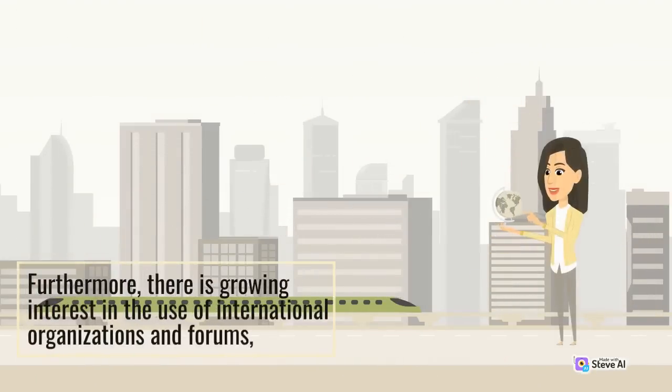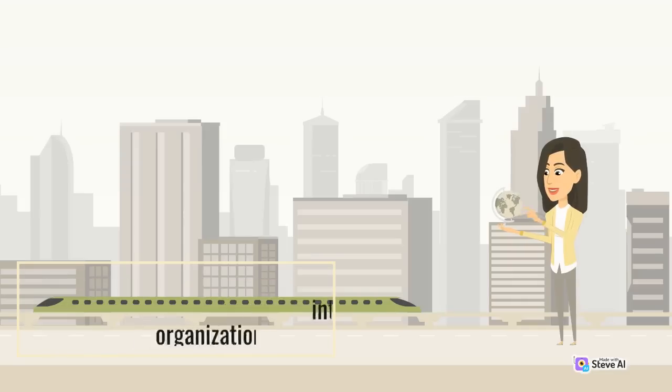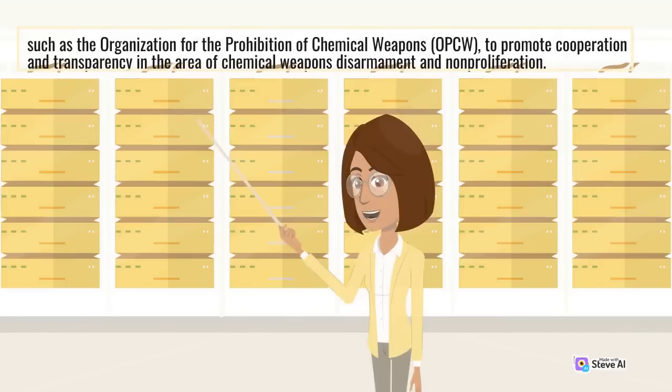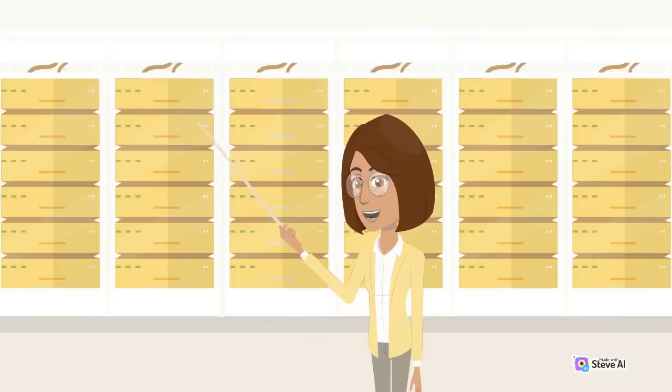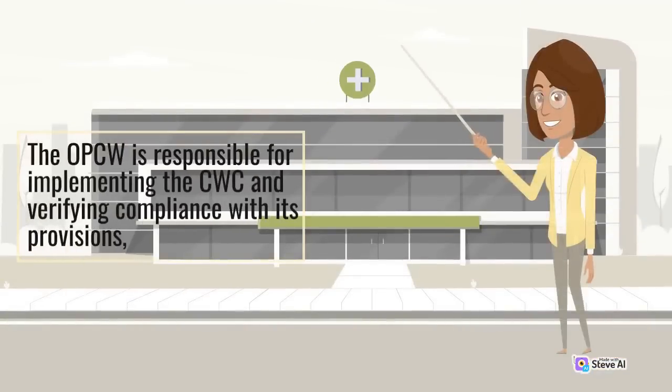Furthermore, there is growing interest in the use of international organizations and forums, such as the Organization for the Prohibition of Chemical Weapons, OPCW, to promote cooperation and transparency in the area of chemical weapons disarmament and non-proliferation. The OPCW is responsible for implementing the CWC and verifying compliance with its provisions.